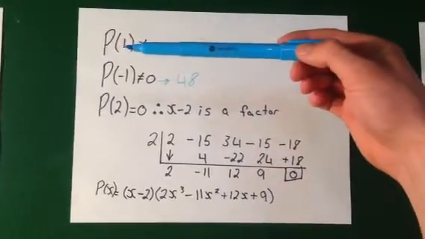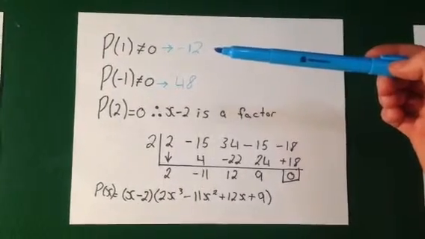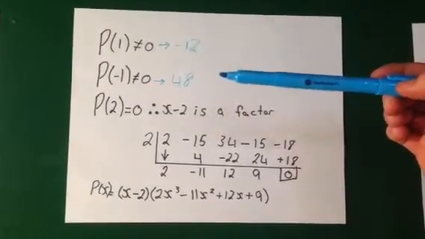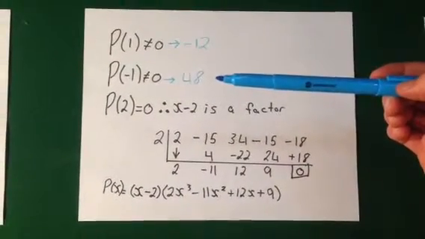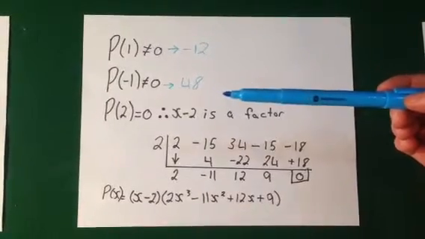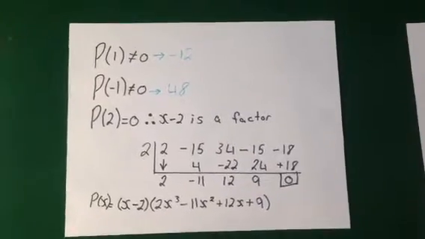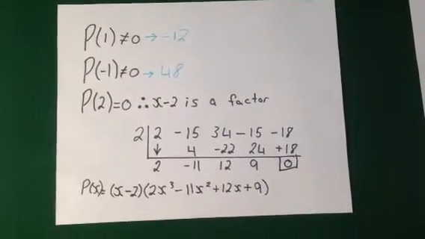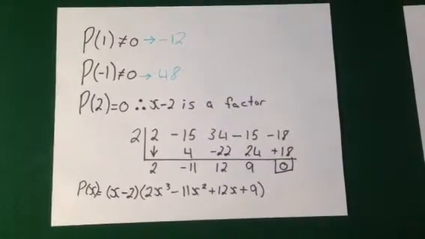We can start our guess and check by putting 1 in, which factors out to -12, making this not a factor. Next, we try -1, which also does not work, factoring out the equation to 48. Lastly, we try 2, which makes our function equal 0, therefore x minus 2 is a factor. Now we can divide our function by 2, giving us a different equation.